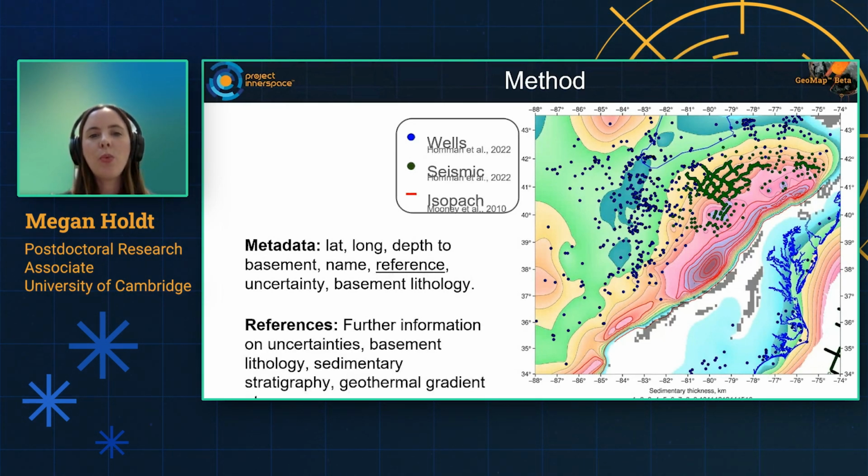Of course, if you were to deep dive further into the original reference, in this case a study from 2022, you can then gain more information on uncertainties, basement lithology, sedimentary stratigraphy, information on the geothermal gradient, and so on. And so really, you're able to use this metadata to further dive into a basin on a regional scale. Next slide.